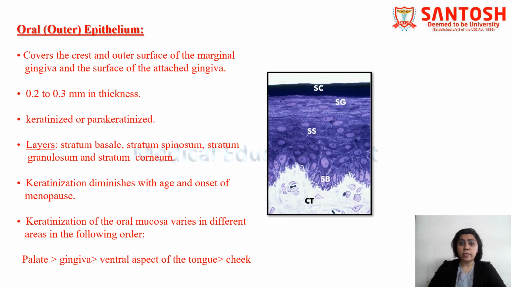Keratinization diminishes with age and with onset of menopause. Keratinization of oral mucosa varies in different areas in the following order. Maximum keratinization is in the palate, then in the gingiva, then the ventral aspect of the tongue and then the cheek.